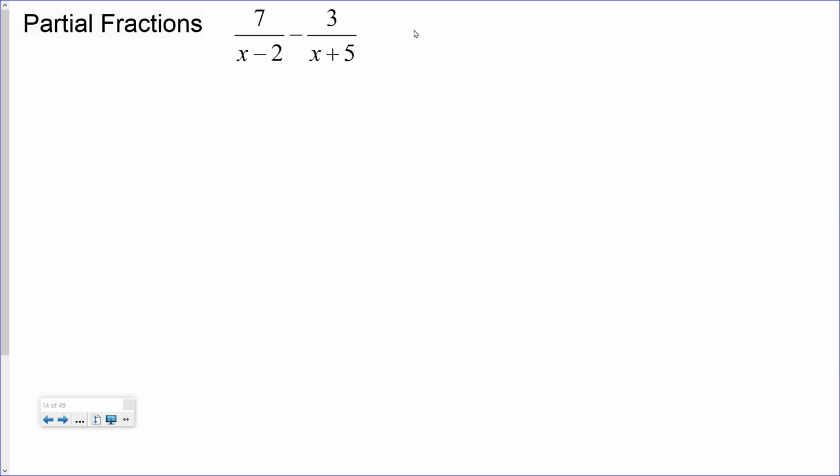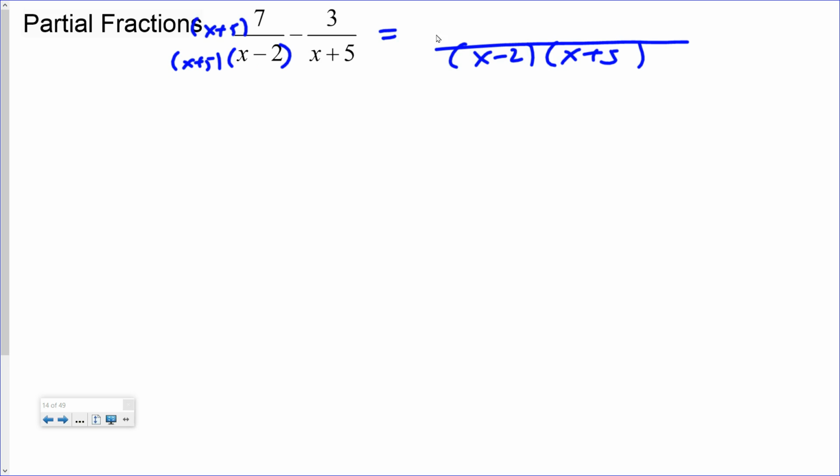Do you agree? And that common denominator would be x minus 2 times x plus 5. Do you agree with that? Okay, well, this one already has an x minus 2. So to get this one to have an x plus 5, what you'd have to do is multiply the 7 times x plus 5, right? If you multiply the bottom by x plus 5, you'd have to multiply the top by x plus 5, right?